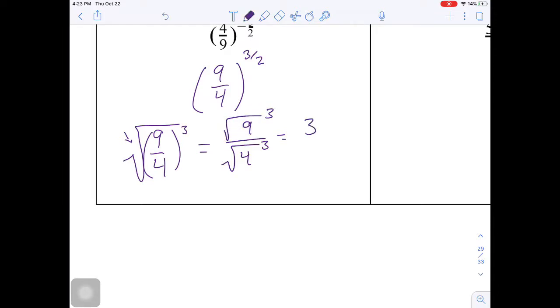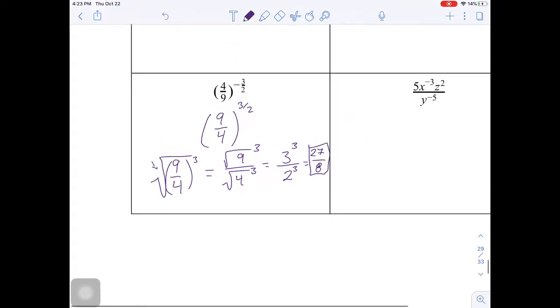That will become 3 to the power of 3 over the square root of 4, which is 2, and that will be cubed. And then from here, 3 cubed is 27 over 2 cubed is 8. And there is our solution to this. So this thing equals 27 over 8.